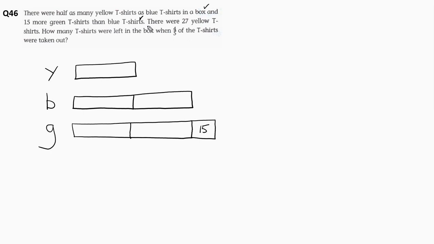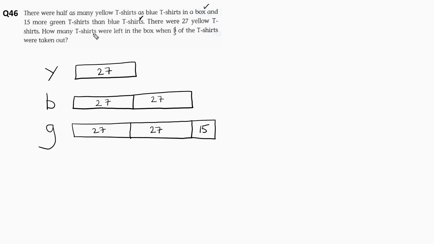We're also told that there were 27 yellow t-shirts. Okay, let's go back to the yellow, and we now have a value for this, which is 27. Now, if this is 27, then this must also be 27, and this, and this, and this. Okay?